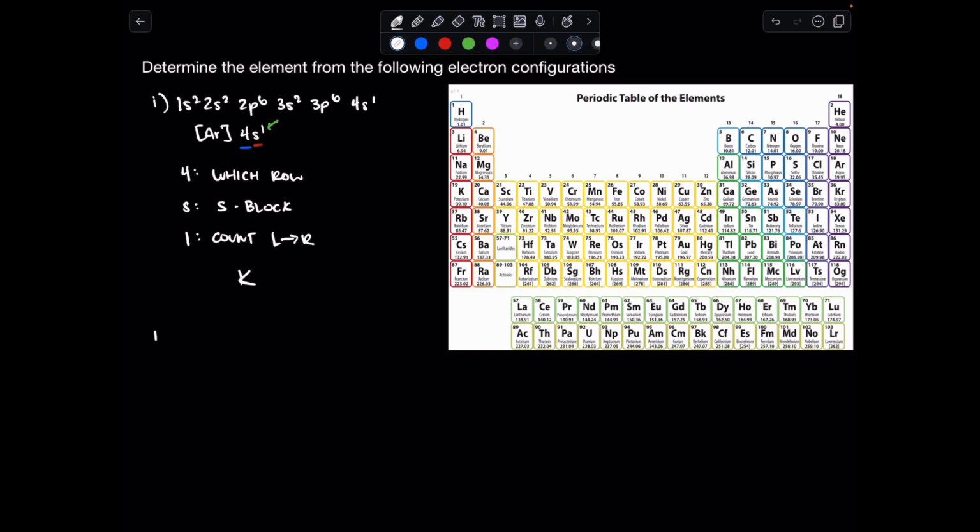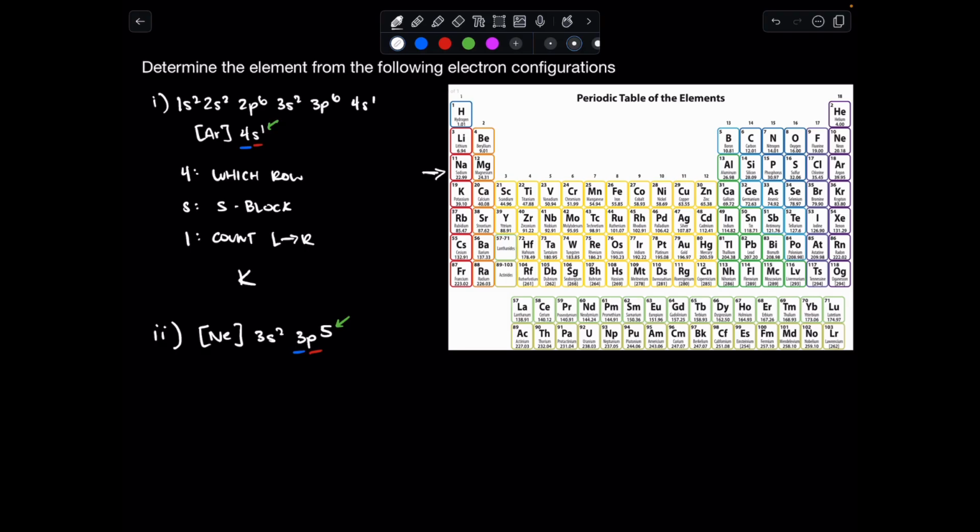So let's do this one. Again, let's use a shortened version for this one. So this is going to be [Ne] 3s2, 3p5. Again, let's focus on our 3, our p, and then our 5. So 3 tells us that we are in row 3, so go 1, 2, 3. Here we are, row 3.